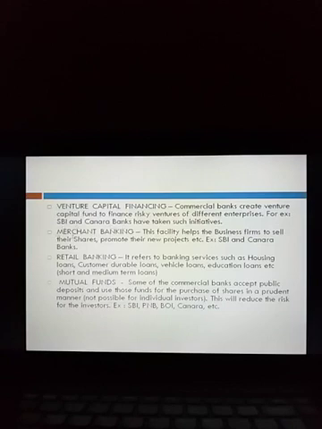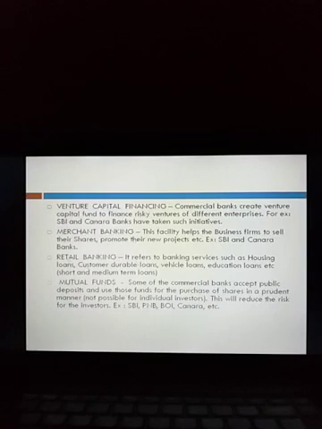Merchant banking. This facility helps the business firms to sell their shares and promote new projects. For example, SBI and Canara Bank have initiated such merchant banking facilities.